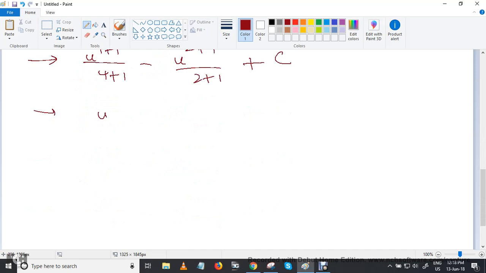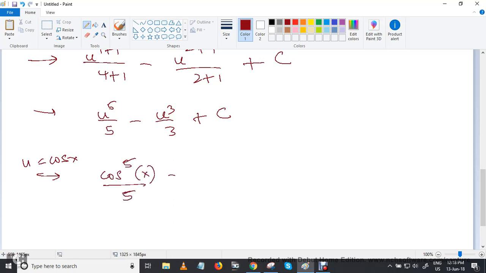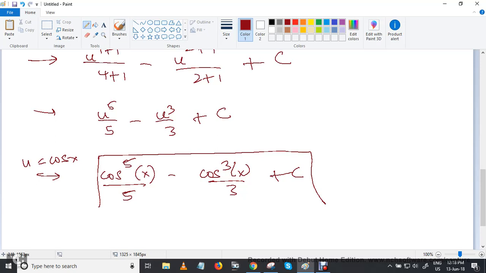So when you do this, you get u to the power 5 by 5 minus u cube by 3 plus c. And then you can put u as cos x again, because that was the original substitution. So we get cos to the power 5 x by 5 minus cos cube x by 3 plus c, and that's the answer for this particular problem.